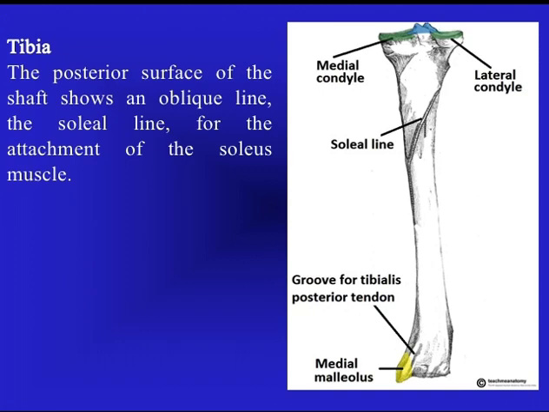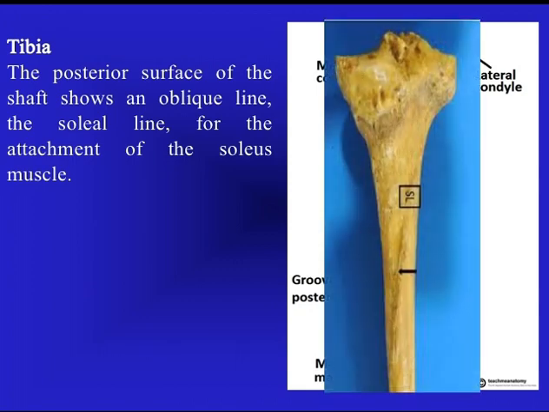Regarding the posterior surface of the shaft of the tibia, it shows an oblique line, which we call the soleal line, for the attachment of the soleus muscle. This is the tibia from behind. The upper posterior surface contains the soleal line. This is the soleal line.